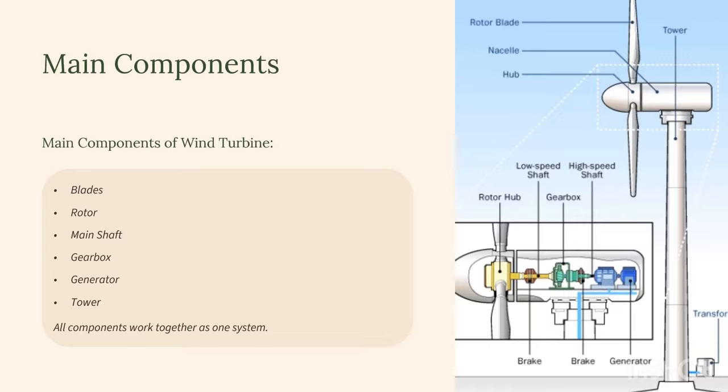The gearbox adjusts the rotational speed and torque to suitable values. The tower supports the entire structure and provides mechanical stability. Each component has a specific mechanical function, and failure of one component can affect the performance of the whole system.